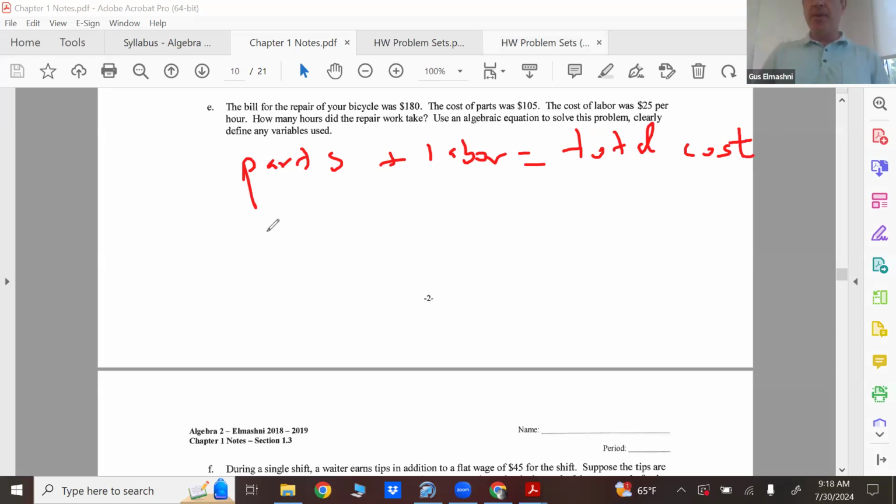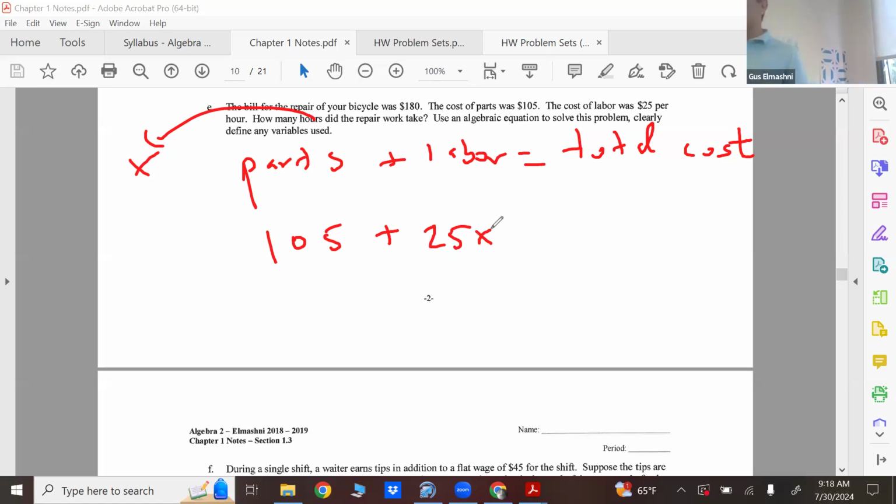What is the cost of parts? $105. Now the labor is hourly, right? What's the rate for labor? 25. How many hours did he work? I have no idea, so call it X. Whatever you don't know, call it X. If you multiply it by 25, that gets you the cost of labor. Like if the guy worked 10 hours on your bike, that's $250 you have to pay for labor. And all that has to equal 180.